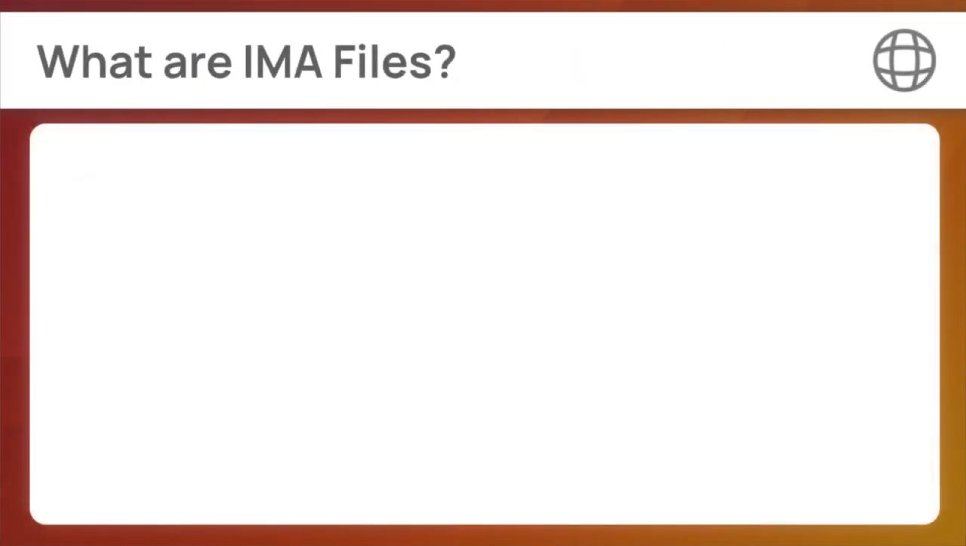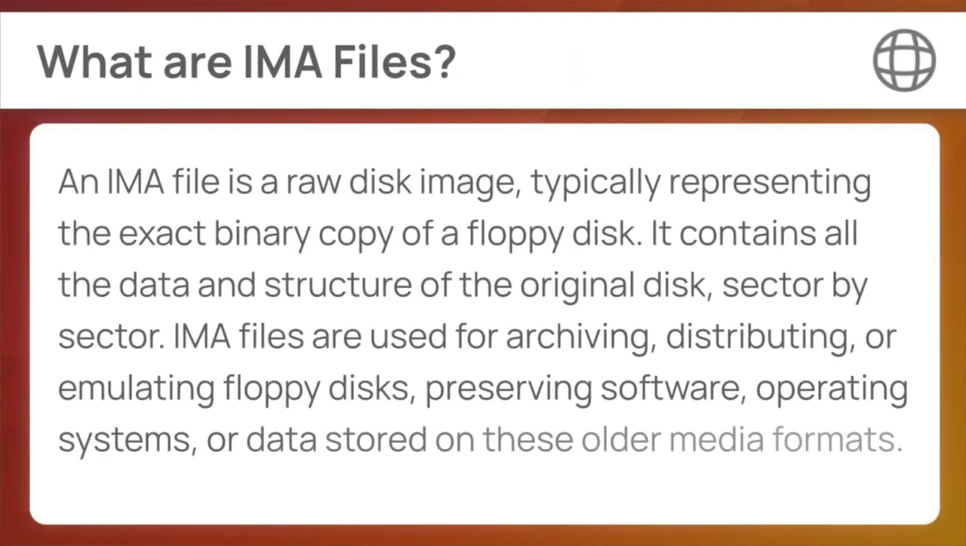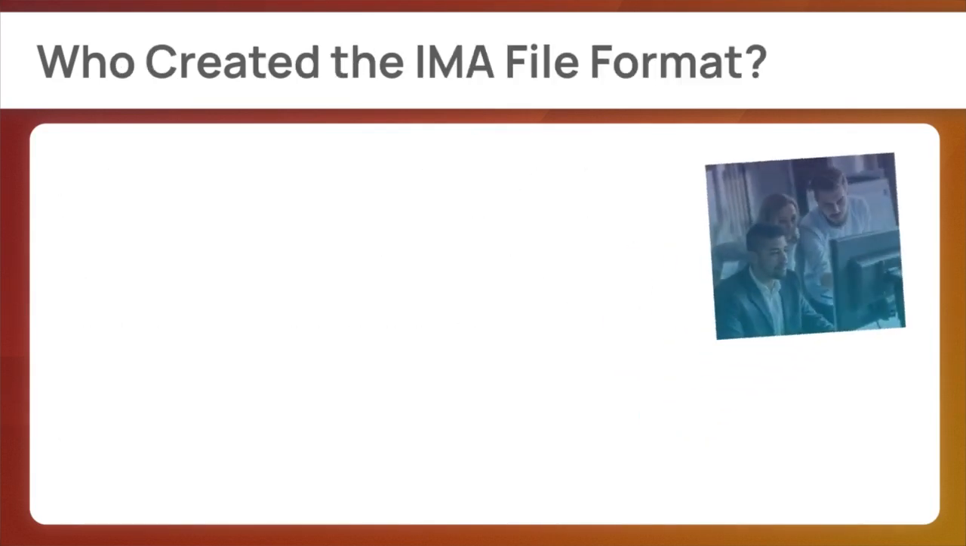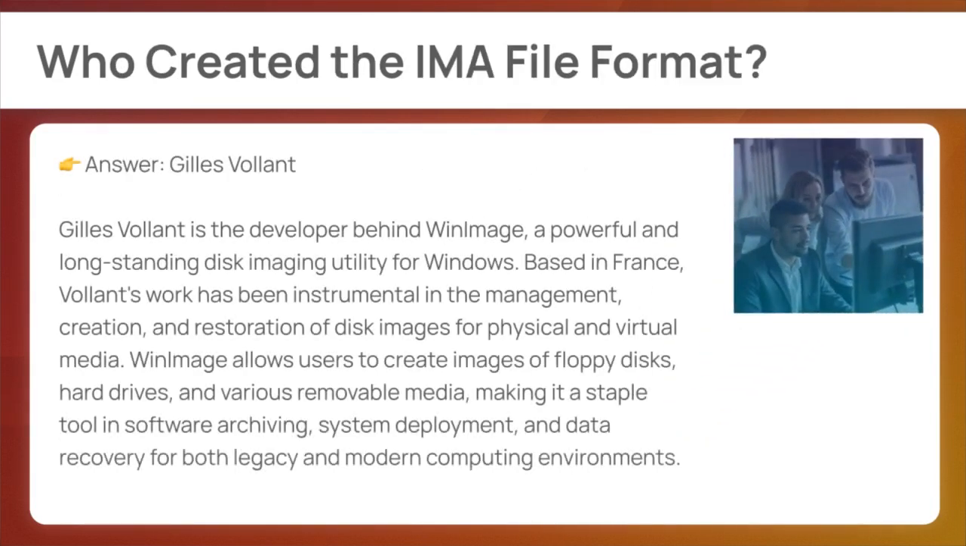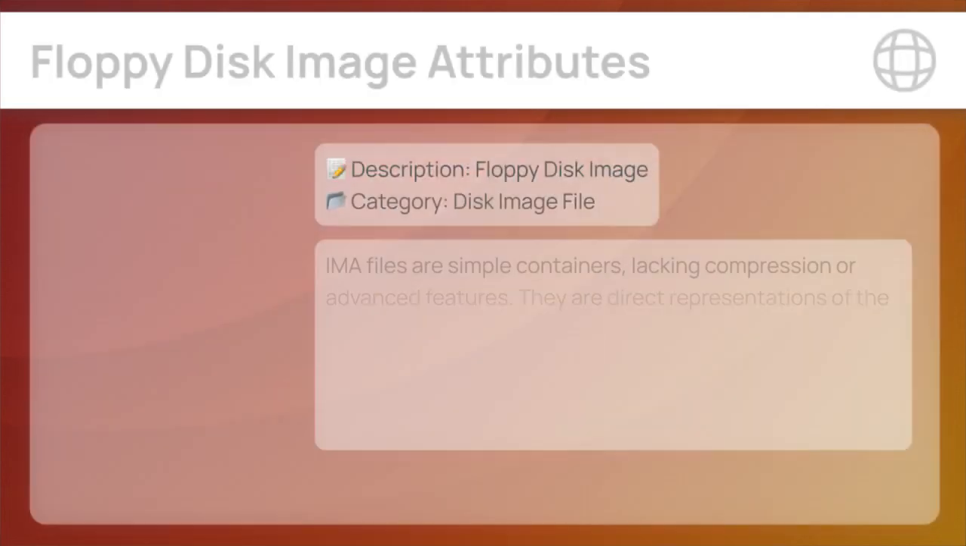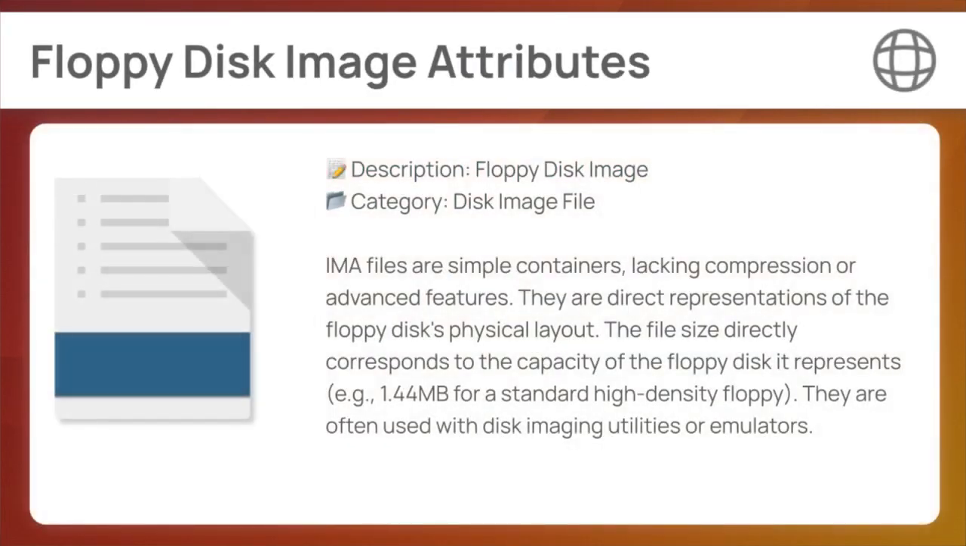An IMA file is a raw disk image, typically representing the exact binary copy of a floppy disk. It contains all the data and structure of the original disk, sector by sector. IMA files are used for archiving, distributing, or emulating floppy disks, preserving software, operating systems, or data stored on these older media formats. IMA files are simple containers, lacking compression or advanced features. They are direct representations of the floppy disk's physical layout.